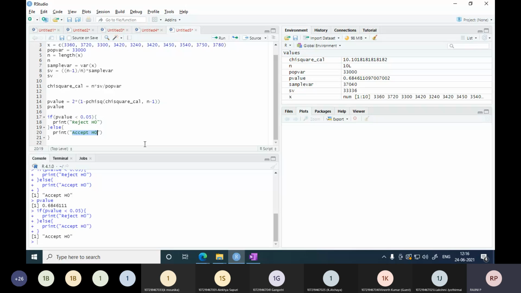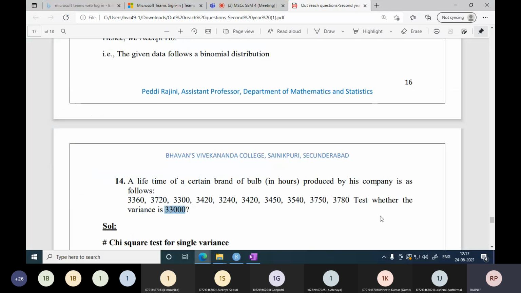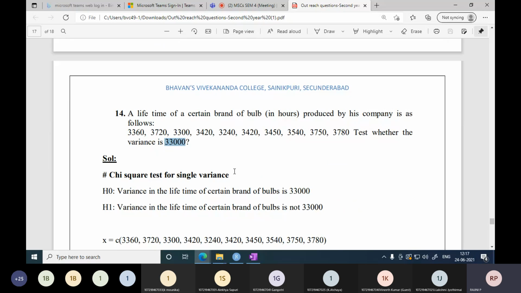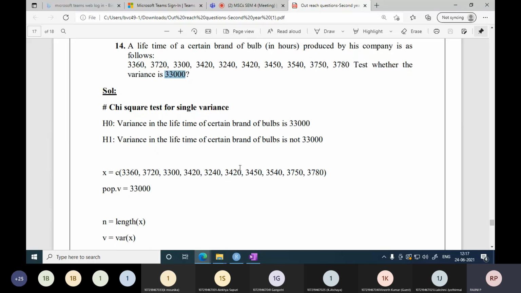Oh, sorry. What is the data? There is the population test. The population variance is 33,000. Very good. Population variance is 33,000. Is it clear, everybody? Yes, ma'am. So this is a way to find the chi-square test for the single variance. And now move to the next question.